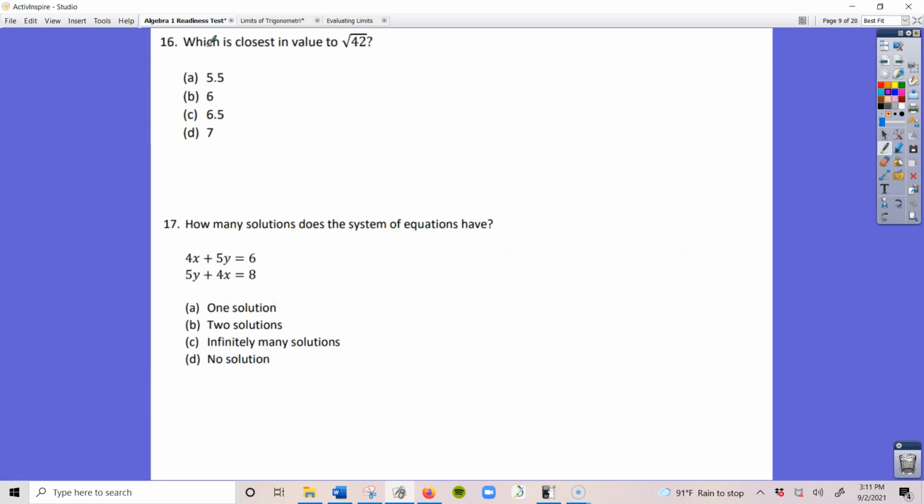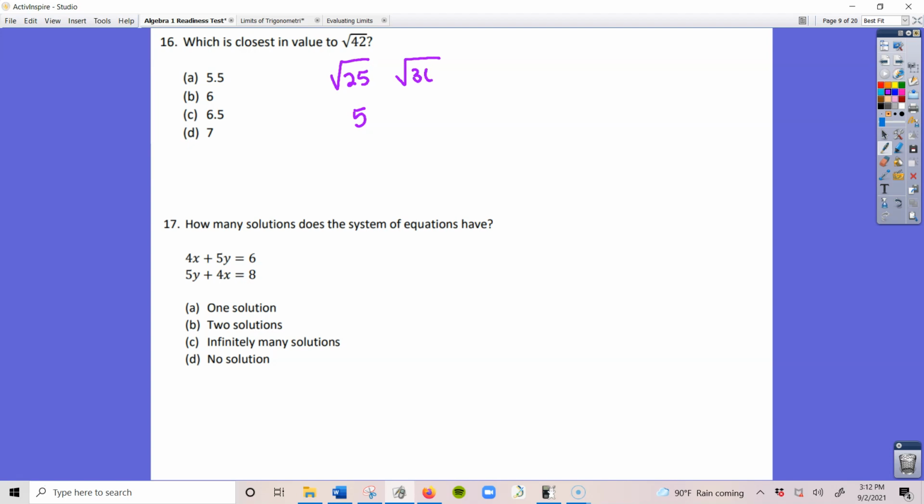For 16, which is closest in value to the square root of 42? So whenever you have a square root of a number that you can't figure out, let's start finding some square roots that we know. Let's start with square root of 25. Remember that a square root is any 2 identical numbers that would multiply to give you the middle, which is 25. And those 2 identical numbers is 5. That's because 5 times 5 is 25.